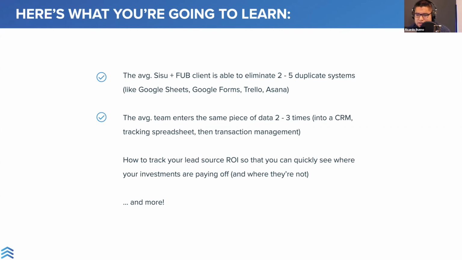The other thing we're going to look at is lead source ROI, so that you can quickly see where your investments are paying off and where they're not. This is something that, on an ongoing basis, once per month, once per quarter, we should be able to see: how long is it taking for a specific lead to go from lead to close? Because then we can look at bottlenecks in our business. And then, with the tracking data that you're able to get out of Sisu, you can hold sales contests.